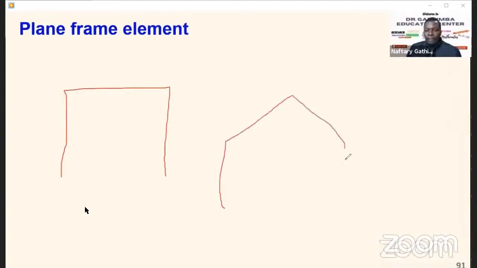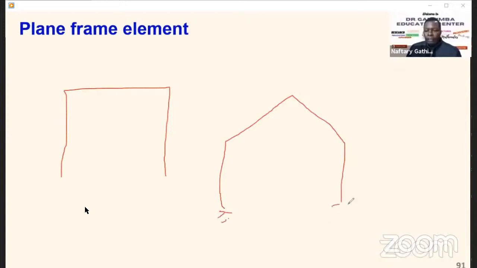I believe the fourth type is a plane frame element. And if you can remember from what you've been studying, consider a portal frame, something like this. Or even, let's make it more interesting and have it as a slanted portal frame like that.